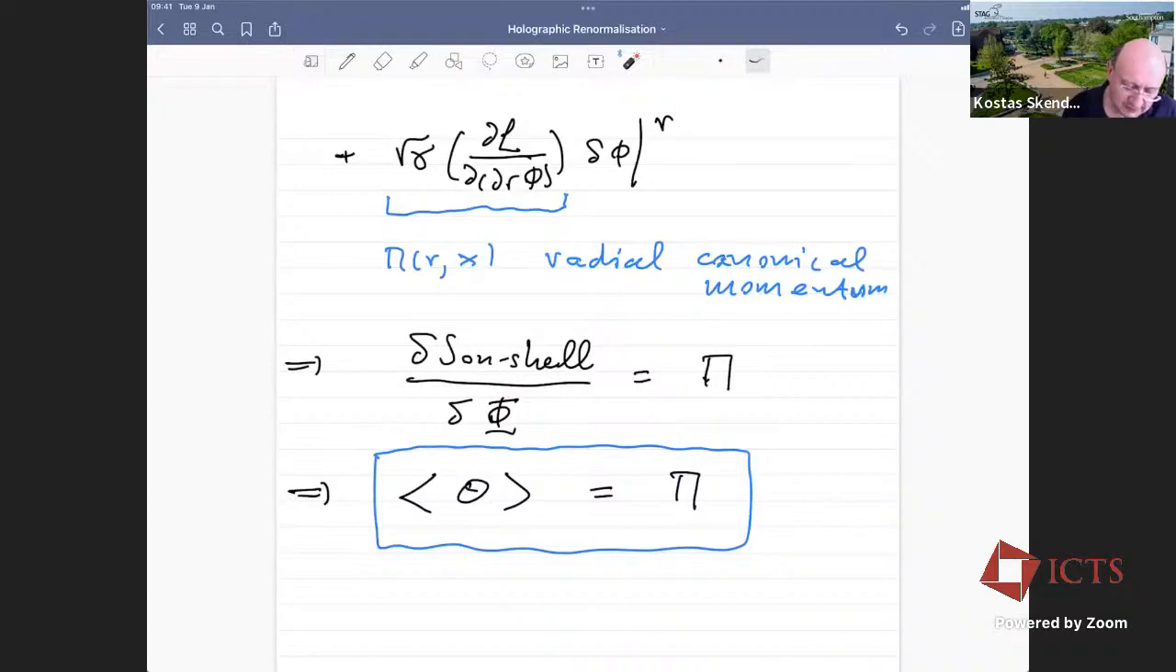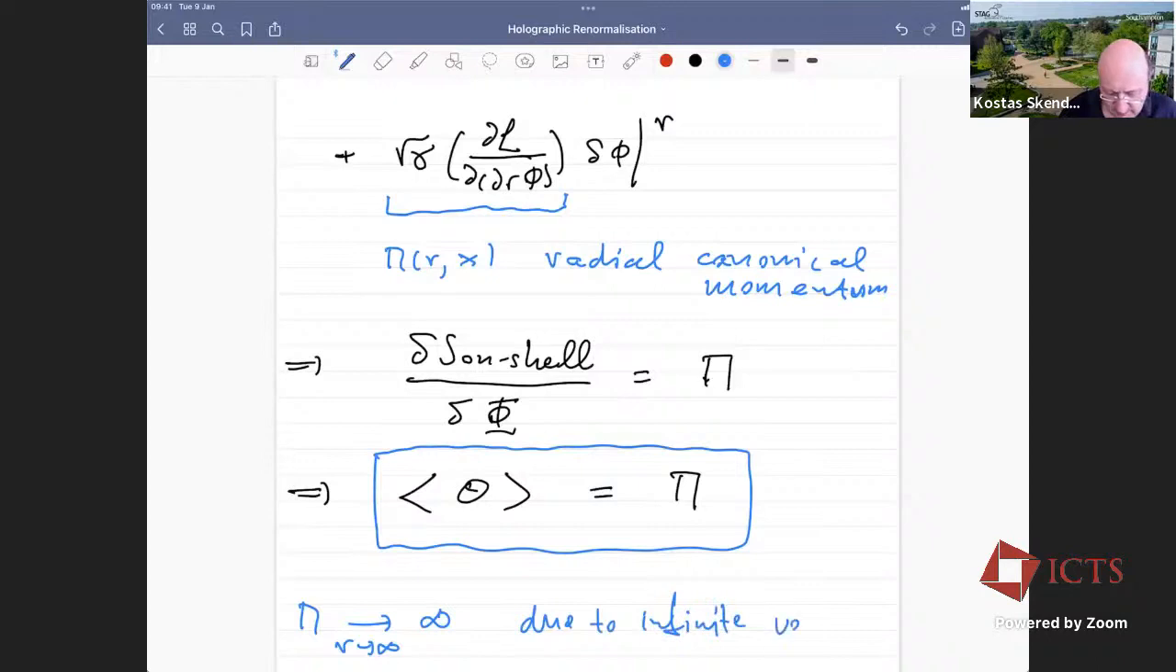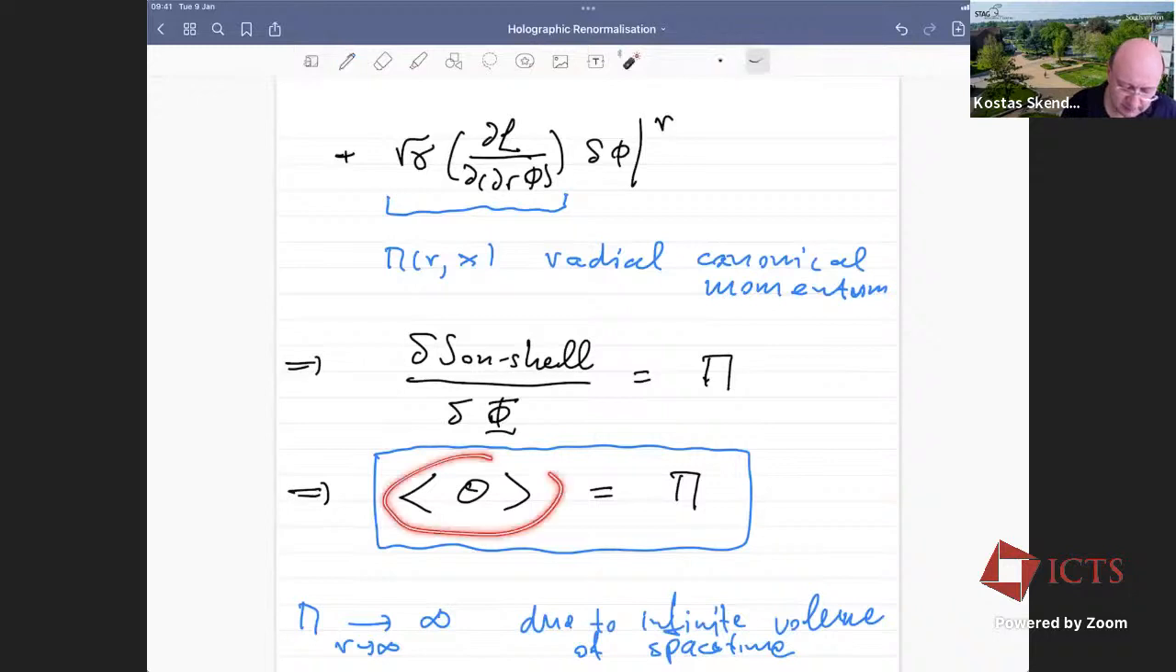But it's also ill-defined because this object, pi, goes to infinity as r goes to infinity, as you can see from the factor of square root of gamma that we have here. So this is an infinity due to the infinite volume of space-time. What we're expecting is to recover the one-point function of the dual operator. Instead, we got something which is infinite.